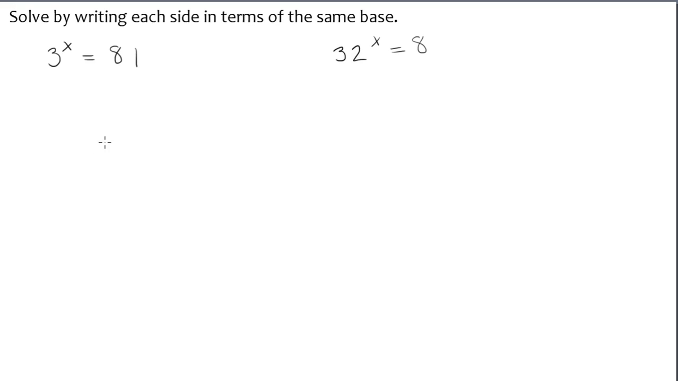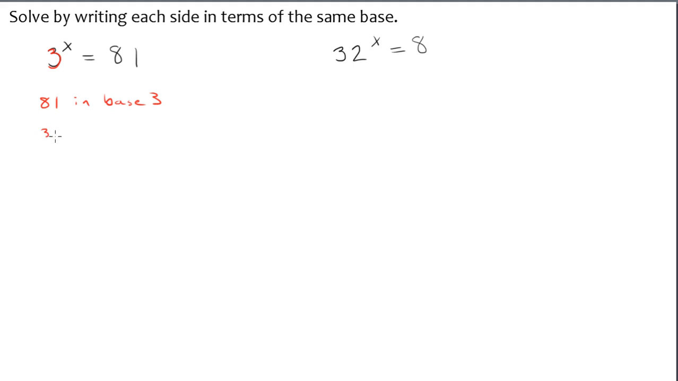Hey everyone, in this video we are going to solve some exponential equations, and we're going to do it by writing each of these in terms of the same base. On the left here we have 3 to the x is equal to 81. Well, this is base 3, so I've got to think of 81 in base 3.